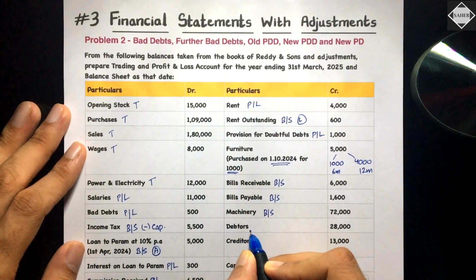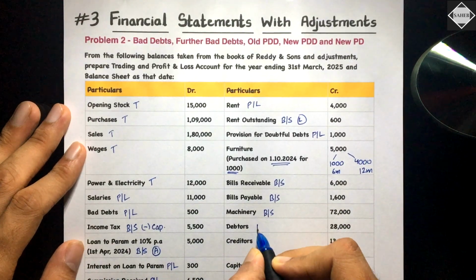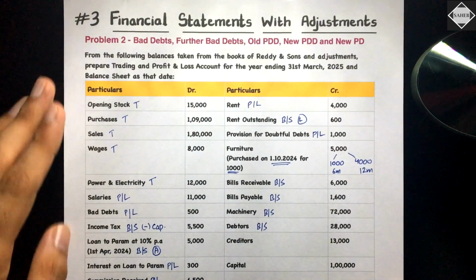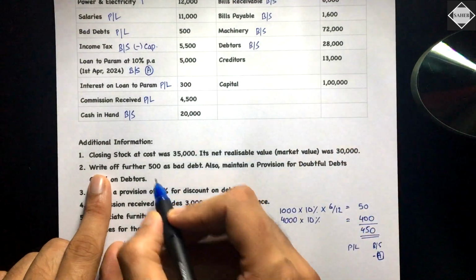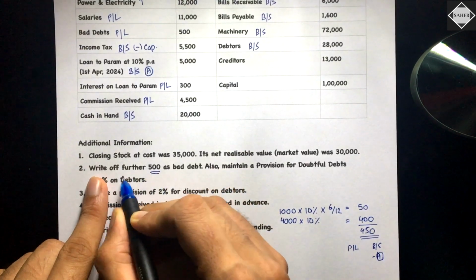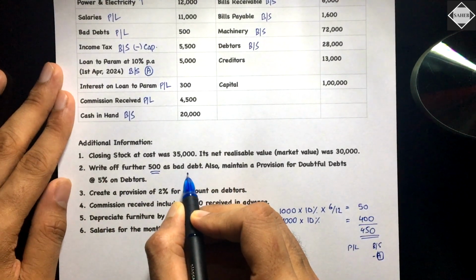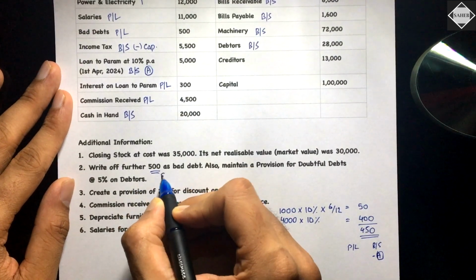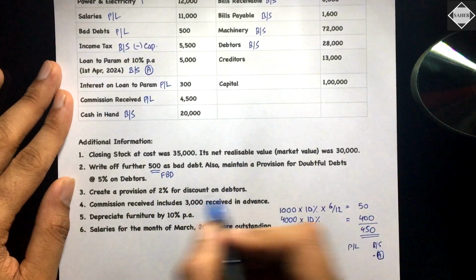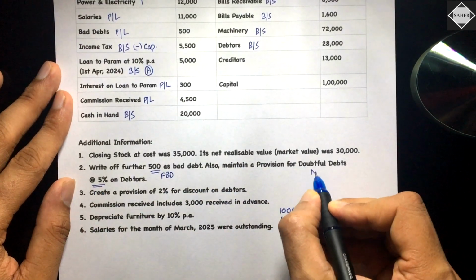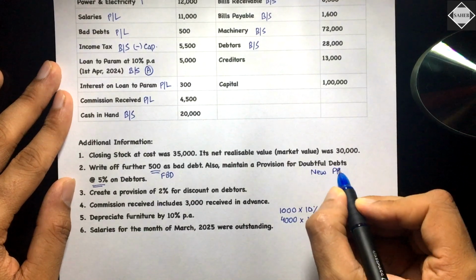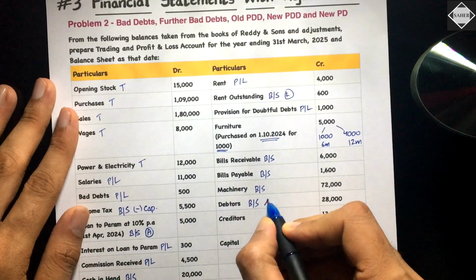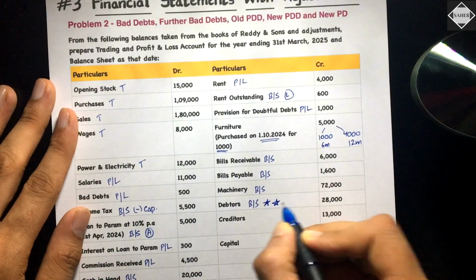Next we have debtors. Now see, what will happen on debtors? You all know it will go in balance sheet, this 28,000, but there will be lots of adjustment on this. If you see the second adjustment, we have further bad debts, write off further 500 as bad debt. Also maintain a provision for doubtful debts at 5% on debtors. So we have FBD, further bad debts, and new PDD, they are saying to maintain at 5%. So on debtors, further bad debts will impact first, then provision for doubtful debts.